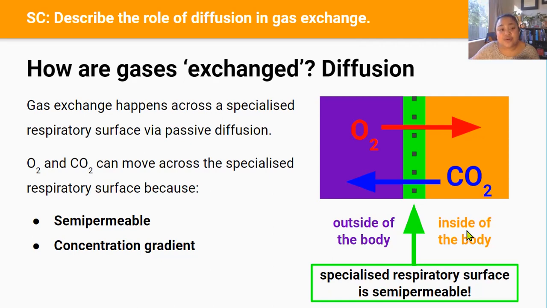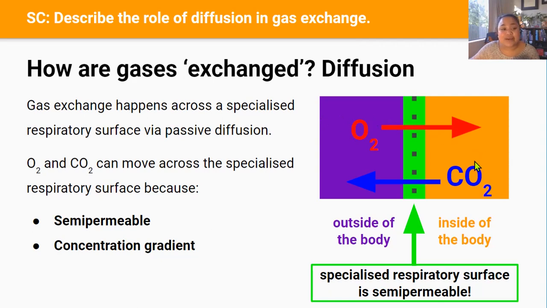It's good to know that oxygen is very low inside of the body, because it's being constantly used up by our cells for aerobic respiration. Whatever oxygen comes in, it's immediately being used up by our cells. So oxygen moves across the semi-permeable membrane from this area of high concentration outside of the body to this area of low concentration inside of the body.